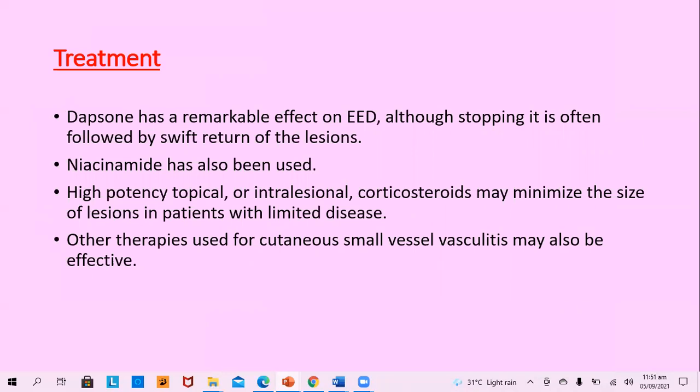Treatment: like all the neutrophilic dermatoses, dapsone has a remarkable effect on EED, although stopping it is often followed by swift return of the lesions. Niacinamide is also used. High potency topical or intralesional corticosteroids may minimize the size of lesions in patients with limited disease. Other therapies used for cutaneous small vessel vasculitis may also be effective in erythema elevatum diutinum.